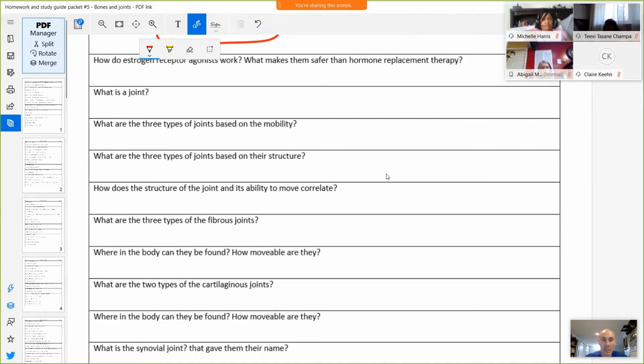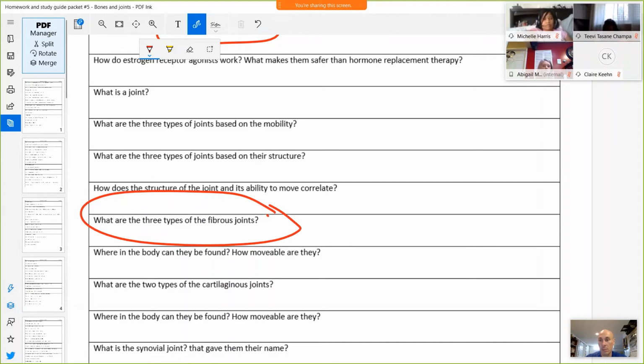Structure: fibrous joints connected by connective tissue, cartilaginous joints connected by cartilage, and synovial joints. There is a synovial cavity. Only diarthrotic joints, only freely movable joints in the human body are synovial joints, no exceptions. All diarthrotic joints are synovial, all synovial joints are diarthrotic. Okay? 3 types of fibrous joints. Sutures, syndesmosis, and gomphosis. Know where they are.